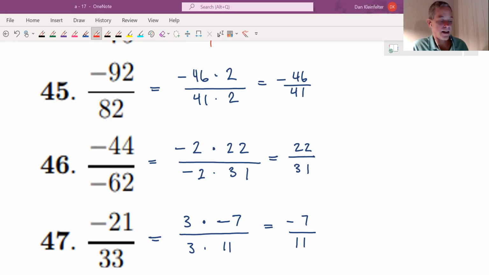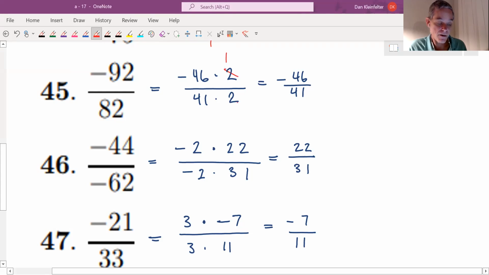All right, so let's check out the next 4 of these. For negative 92 over 82, there was a common factor of 2 in both the numerator and denominator. So I'm going to divide out that positive 2 in both numerator and denominator. That leaves us with negative 46 over 41.